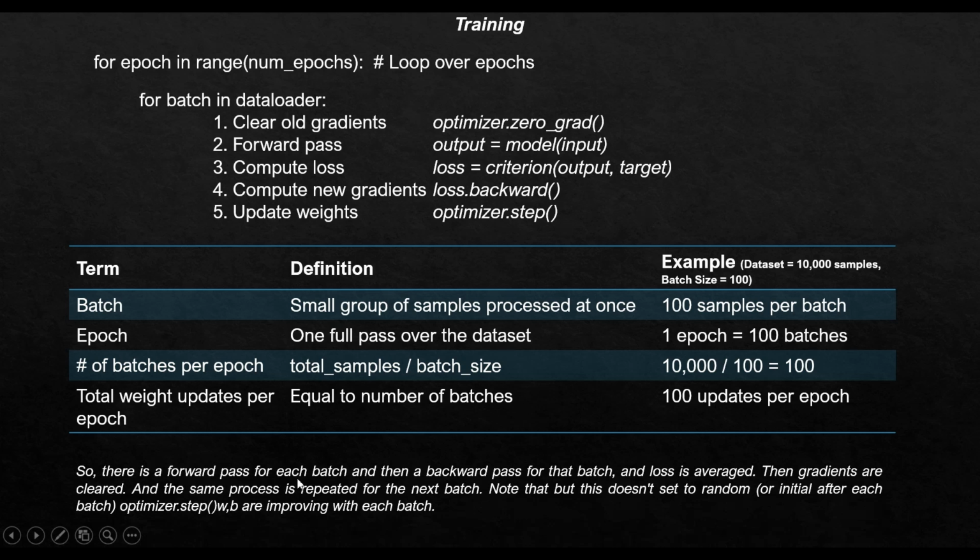So yes, there is a forward pass for each batch, and then a backward pass for each batch, and then the loss is averaged for each epoch basically. Then gradients are cleared, and this process is repeated for the next batch. Note that this doesn't set the weights and biases to random. The weights and biases are improving, that's kind of the point, because of your gradients and the backward step.